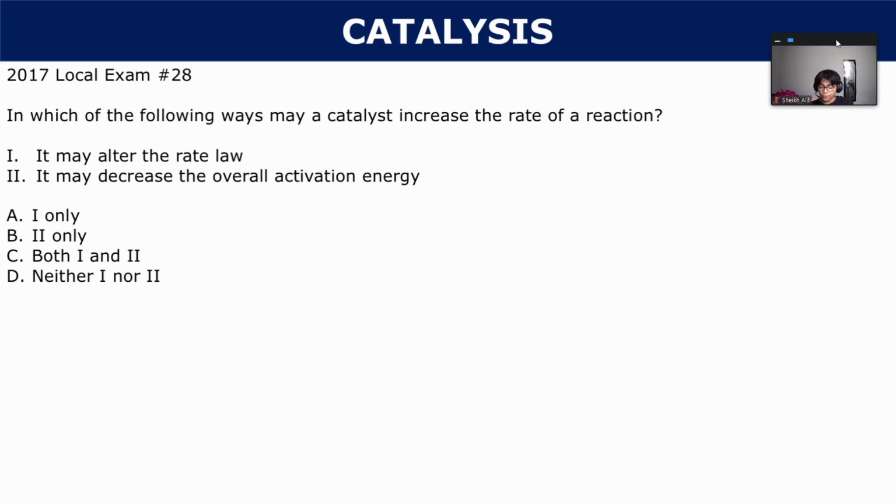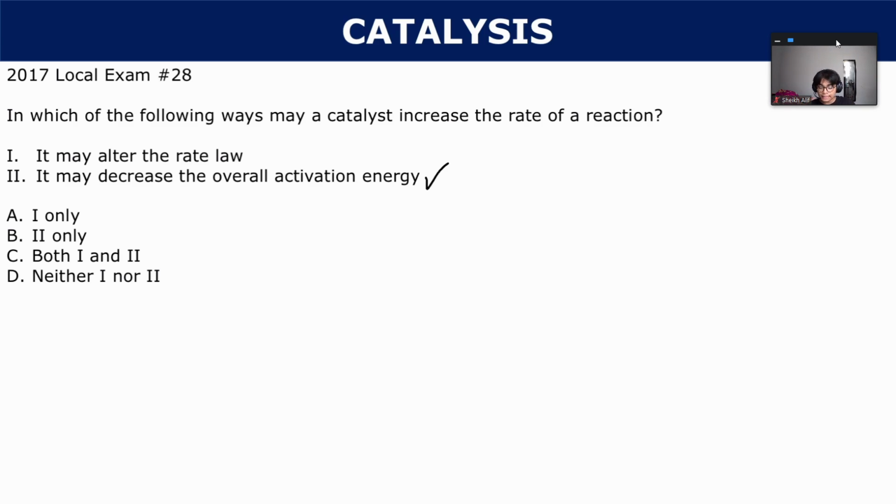In which of the following ways may a catalyst increase the rate of a reaction? 1, it may alter the rate law, and 2, it may decrease the overall activation energy. Well, number 2 is going to obviously make sense. That's what we've been talking about this entire time. Catalysts change or decrease the overall activation energy. So 2 makes sense. And 1 also makes sense because remember, catalysts change the reaction mechanism.